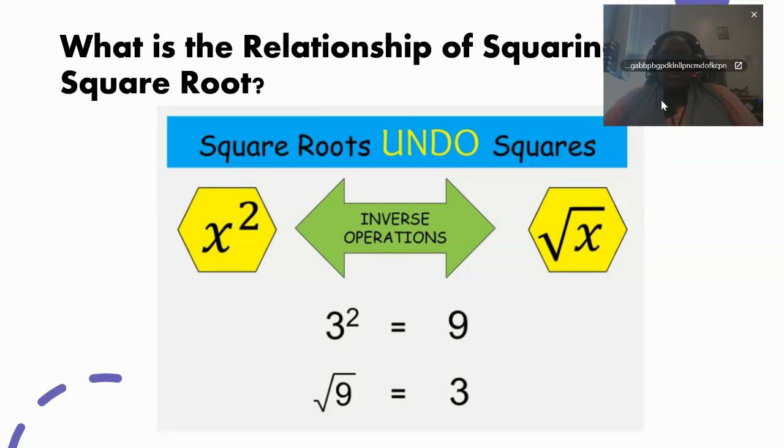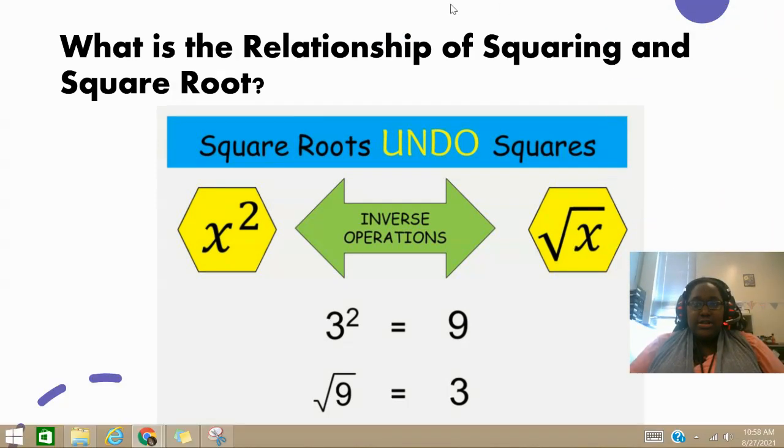All right. So the question is, what is the relationship of squaring and square roots? Square roots undo squares. They're inverse operations of each other. We talked about inverses when we looked at solving equations, and we're talking about inverses now. And so we're looking at squares and square roots, cubes and cube roots. So for x squared, the inverse of squaring it is to take the square root, which is this check mark here. So 3 squared is 9. And then if I take the square root of 9, it'll give me 3. So they undo each other.